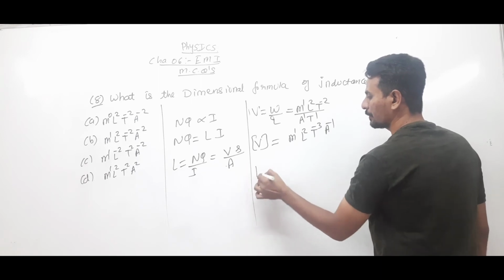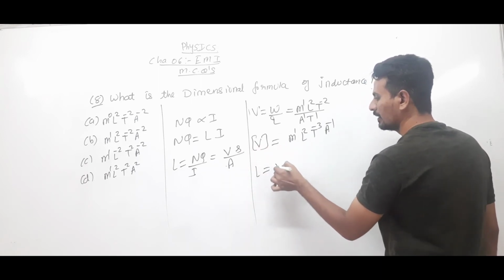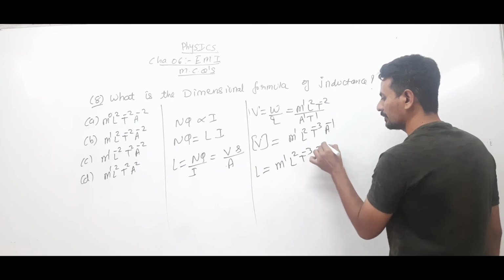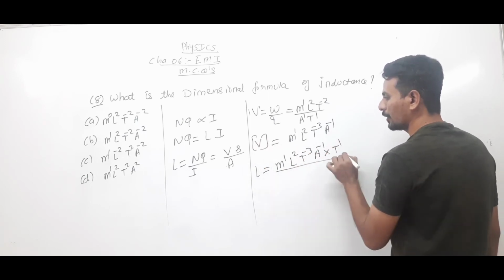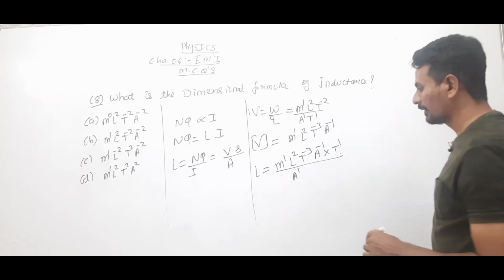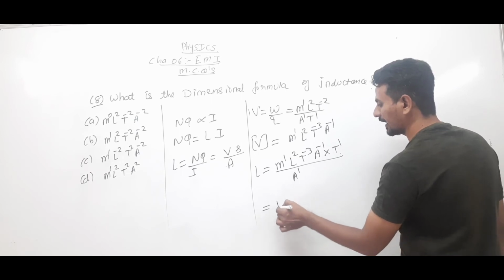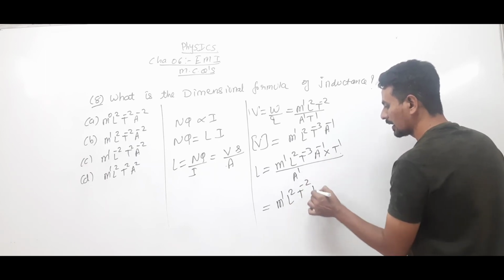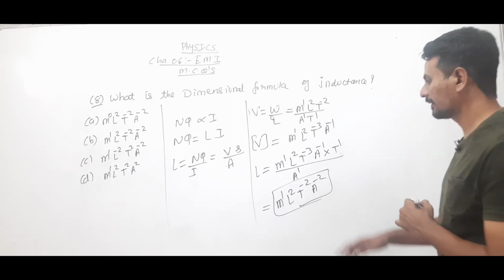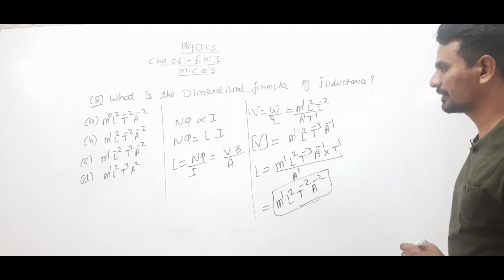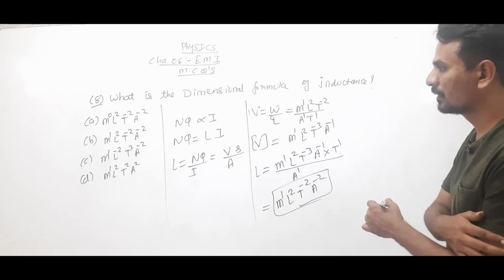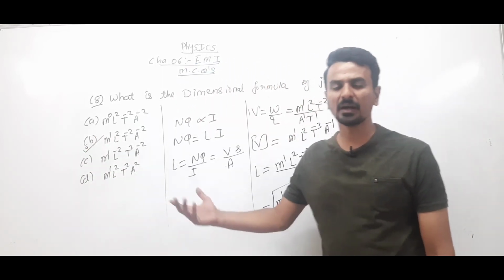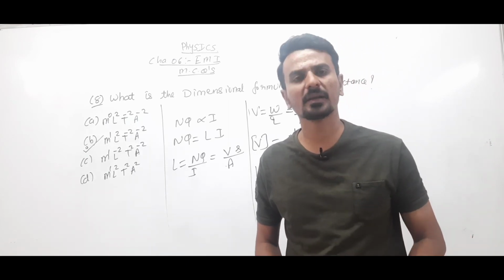Put the dimension formula over here. So L will have the dimension formula, instead of V, M1 L2 T minus 3 A minus 1, times T1 upon ampere, A1. So finally the dimension formula of inductance will be M1 L2 T minus 2 A minus 2. That means option B is the correct option. This will be the dimension formula for inductance. Clear? Fine. The next one.